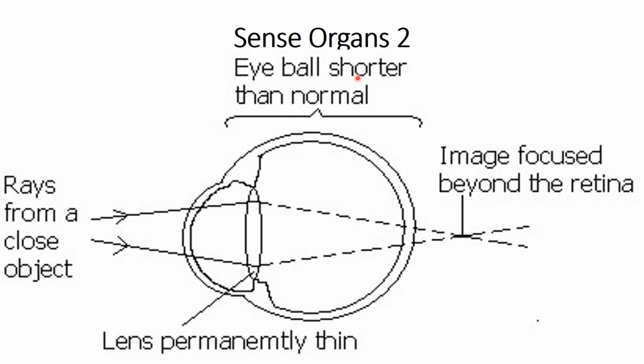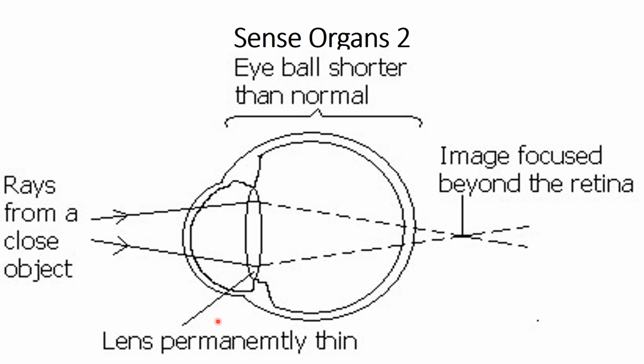This is the eyeball for an individual that has hypermetropia. It is abnormally shorter than normal. Rays from a close object, remember, they diverge, so they're going to come like this. When they reach here and are refracted, they're going to meet somewhere beyond the retina. Because of this, images are not going to be focused on the retina. Don't forget, other than the eyeball being shorter than normal, the lens can also be permanently thin.